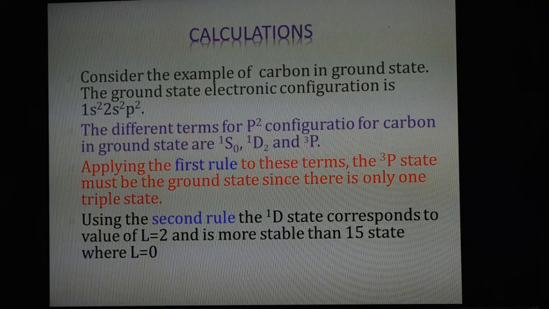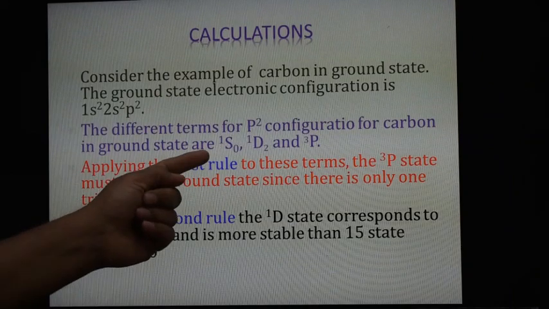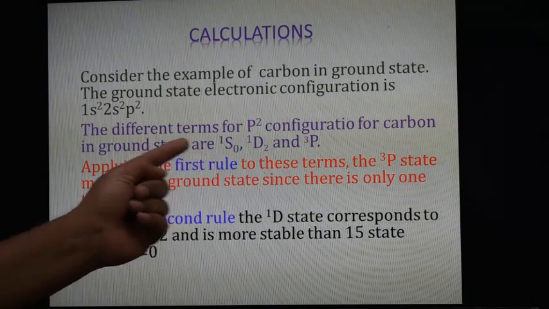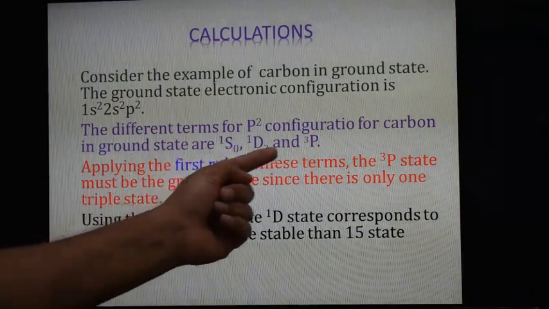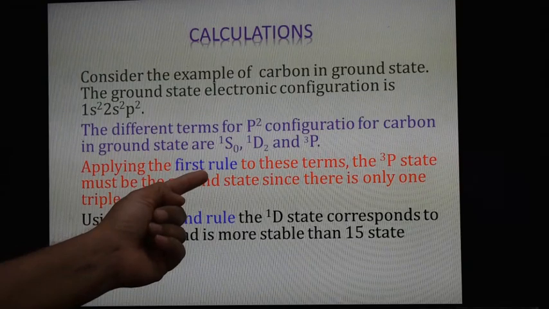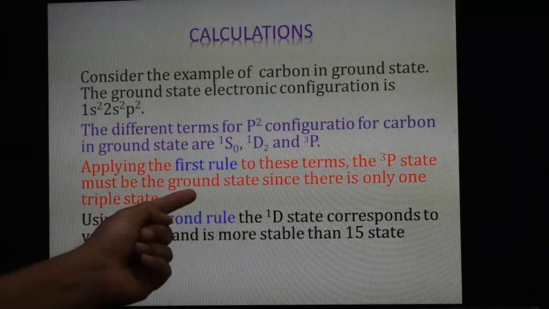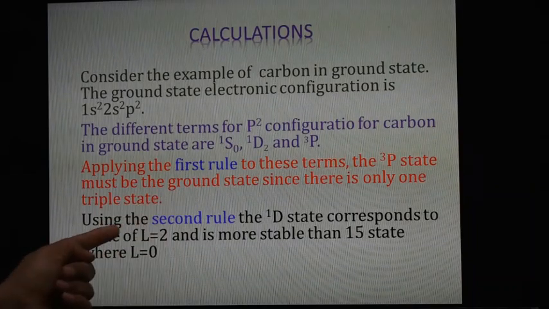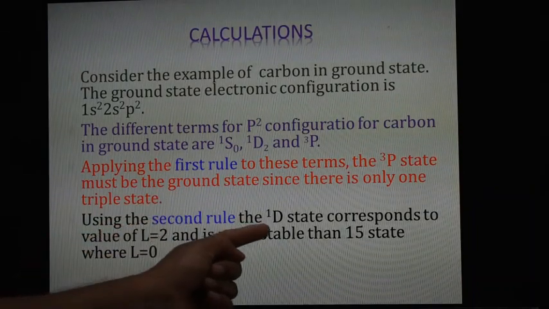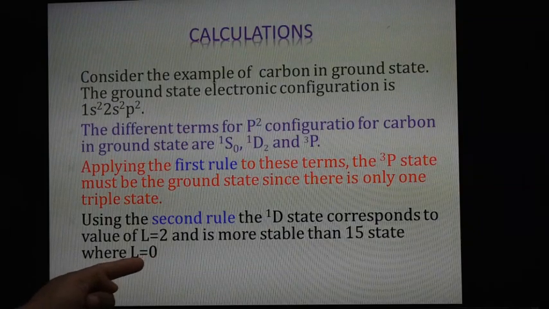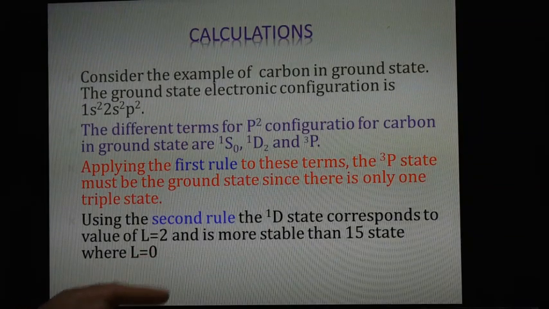Now after the calculations, we have taken the example of the carbon p2 state, and these are the terms. By using the three Hund's rules, these are the configurations for carbon in the ground state. By applying the first rule, the term 3P is the ground state as per rule number 1. By using rule number 2, the 1D state corresponds to L equal to 2, therefore the most stable is the one with L equals 0.